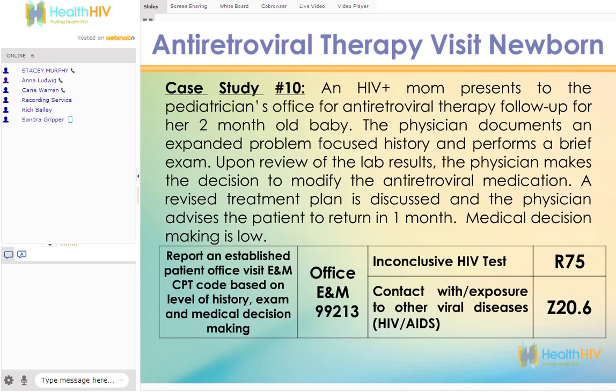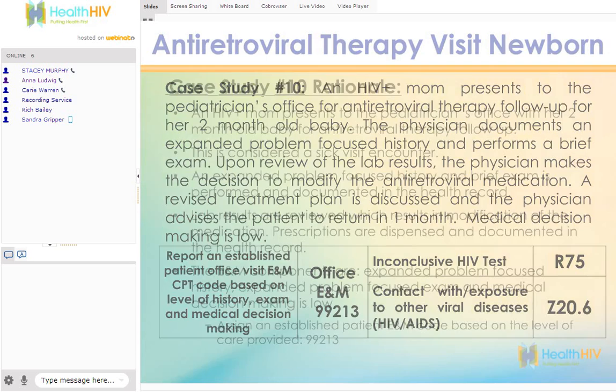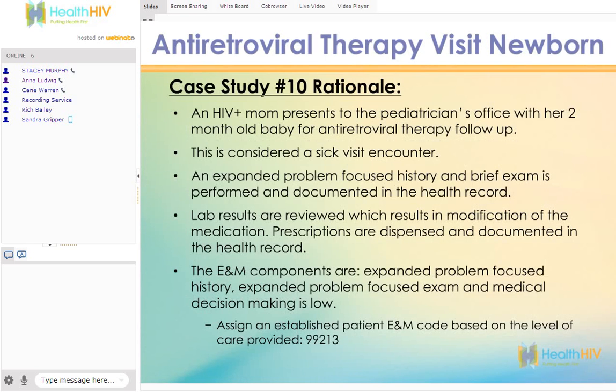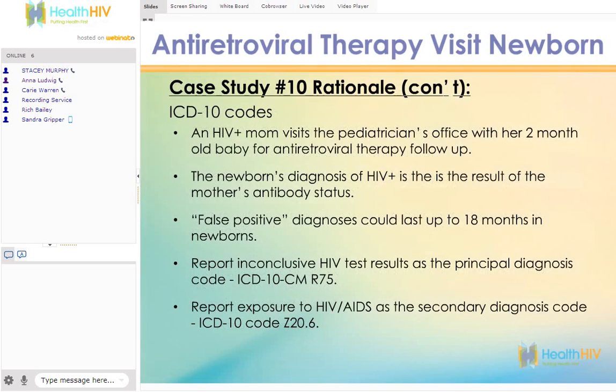This is false positive or inconclusive HIV test, R75, and Z20.6 for pre-exposure prophylaxis. And here is the rationale for the codes that we selected.